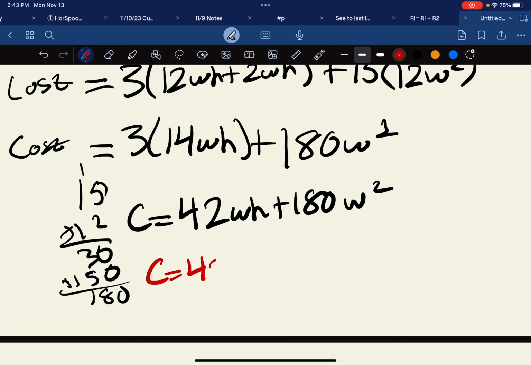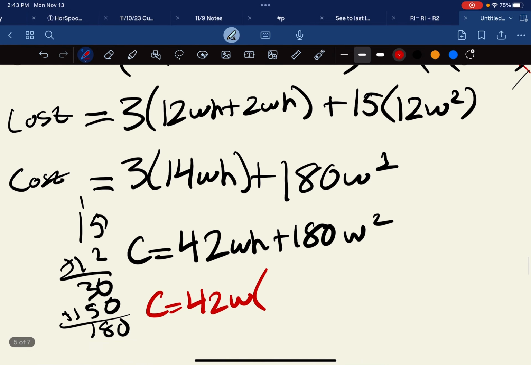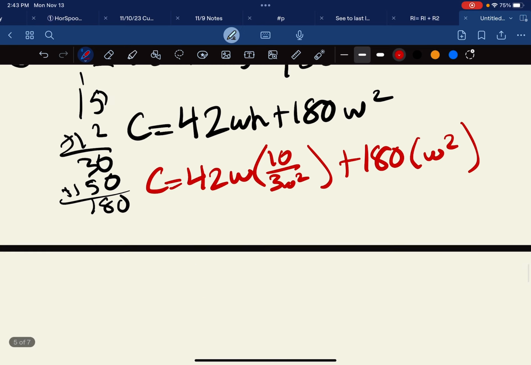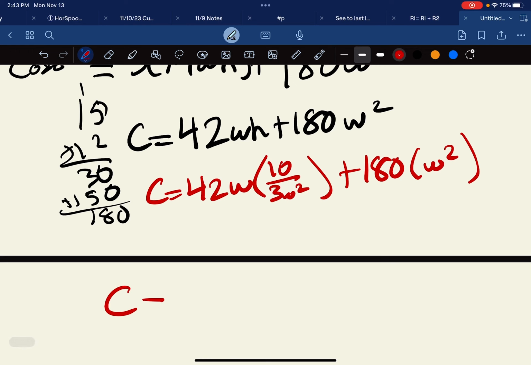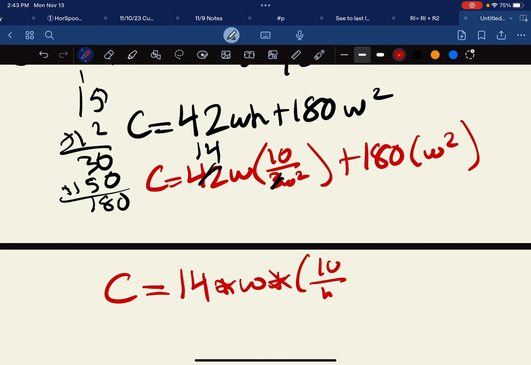C equals 42W times 10 over 3W squared plus 180W squared. So then C is going to equal 14, because this 3 is going to make this 14, times W times 10 over W squared plus 180W squared.